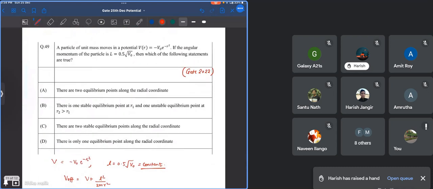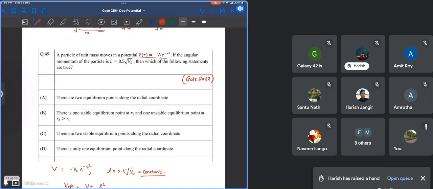And that's the same concept applied in this question from the GATE 22 exam. A particle of unit mass moves in a potential. Here the potential has some exponential form.